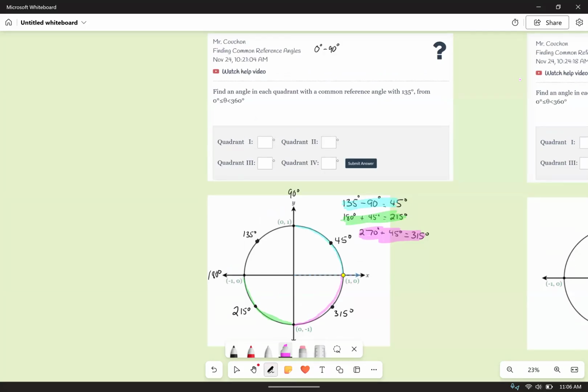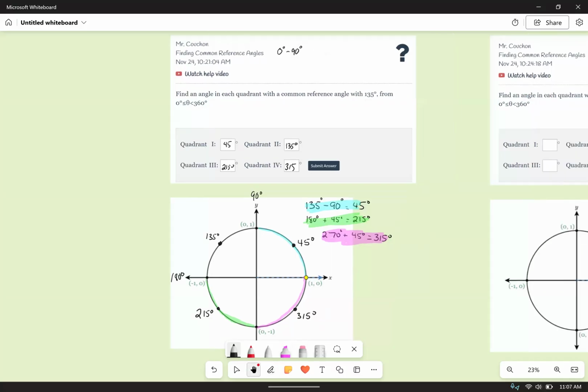So we've got quadrant 1, that's 45 degrees. Quadrant 2, that's going to be the 135 that we were originally given. Then we got 215 here. And then quadrant 4, we have 315.